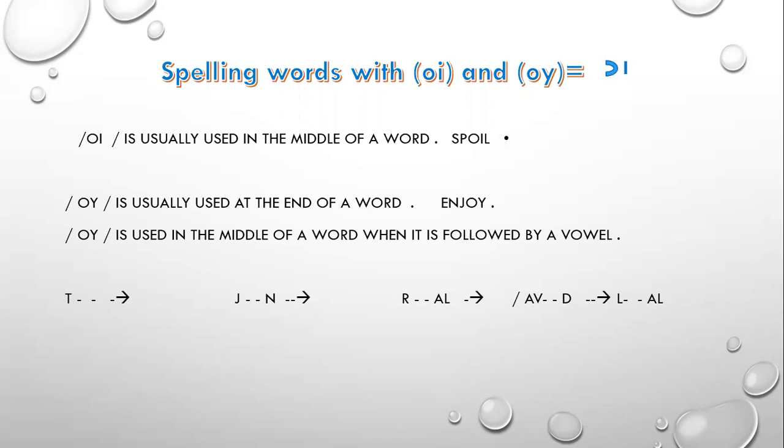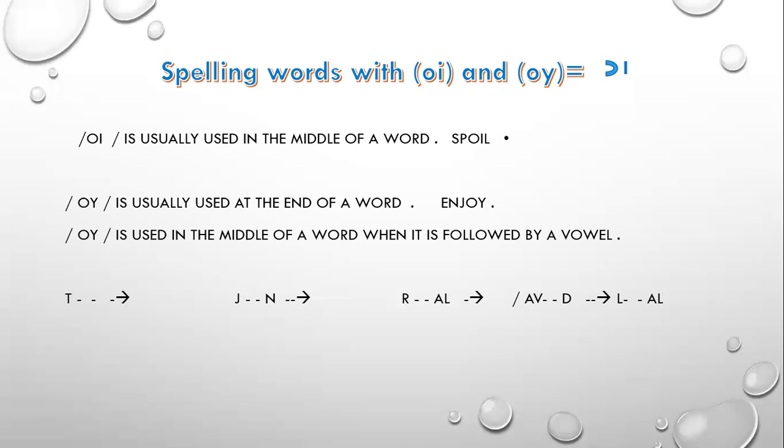OY is usually used at the end of a word. إذا جاء لفظ الأوي في نهاية الكلمة على طول حطها OY لأنها في نهاية الكلمة دائما نحطها OY. Enjoy, toy. OY is used in the middle of a word when it is followed by a vowel. في حالة يا مس ممكن نحط فيها الOY في وسط الكلمة إذا تبعها حرف علة. Like royal.